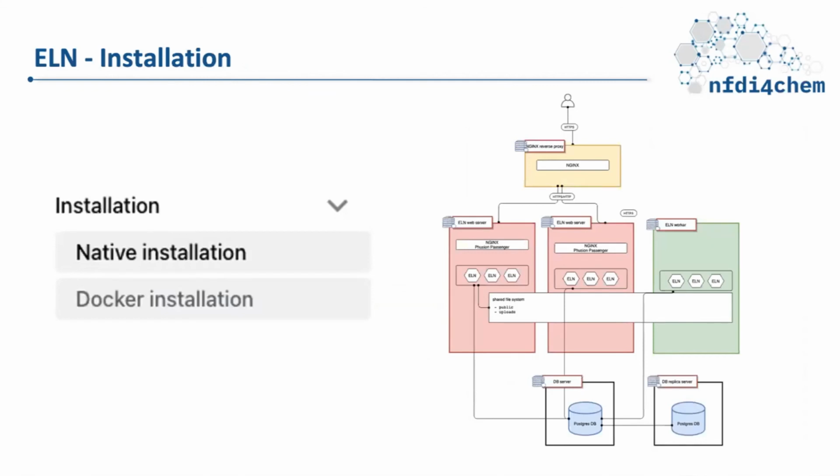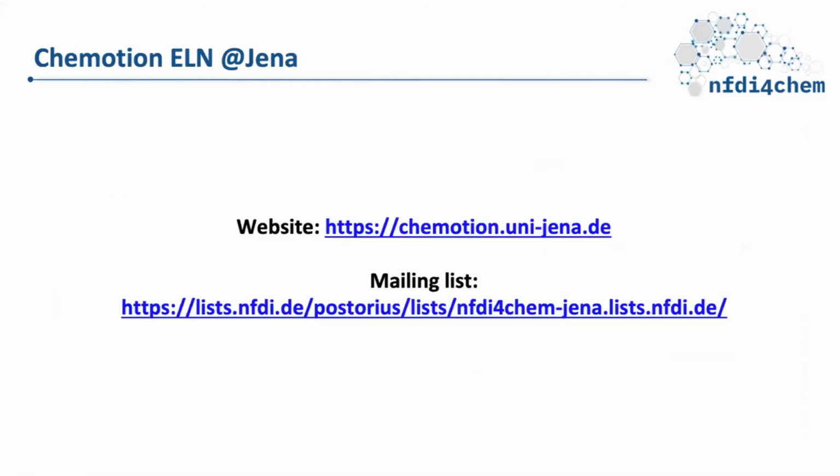If you are interested in installing Chemotion by yourself, there are two recommended approaches. One is the native installation, wherein you have the traditional monolithic approach, and then you have the more advanced, state-of-the-art Docker installation also available. All you have to do is clone the Docker instances and then spin up your own Chemotion servers.